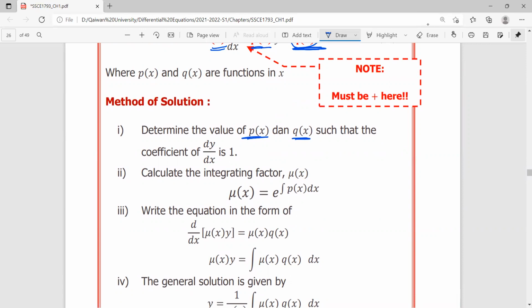Now we calculate the integrating factor. We say the integrating factor mu of x equals e to the power integration of p of x dx. We are going to find this, and this becomes the integrating factor.